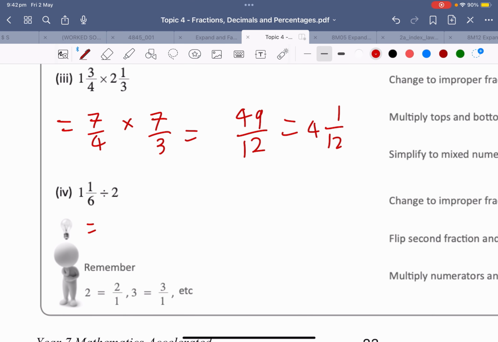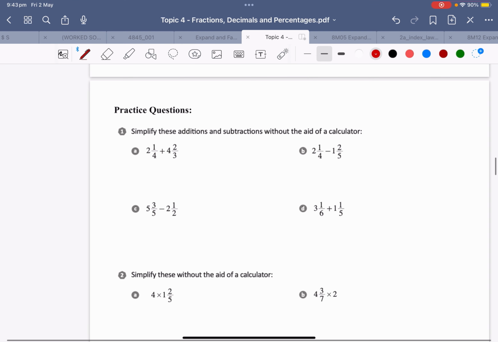Division is the same thing. 7 over 6 divided by 2 on 1. Keep, flip, change: 7 over 6 times 1 on 2, which is 7 over 2 times 6, which is 12. Okay? All right. Have a go at the next bits.